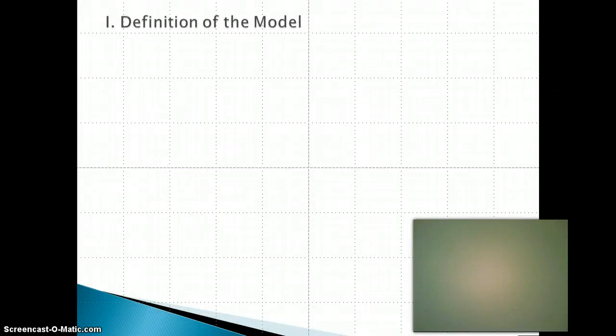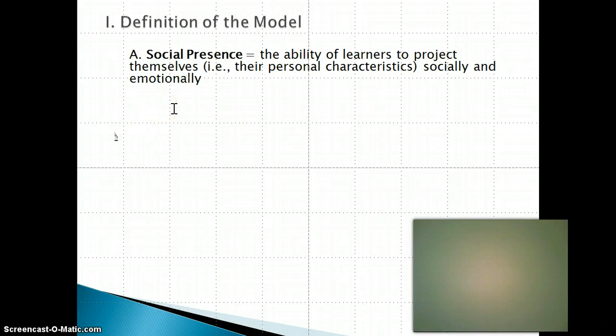Let's go on now and look more specifically at the definition of a community of inquiry. As we said, this is made up of three primary elements. The social presence. This is the ability of learners to project themselves, that is, their personal characteristics, both socially and emotionally. Taking this to an extreme, this is how the learner chooses to involve himself in the learning process. The learner can choose to involve himself at whatever time and to whatever extent he chooses. He is not constrained by the moment of being involved directly in a face-to-face learning situation.